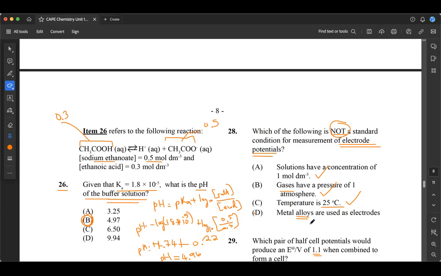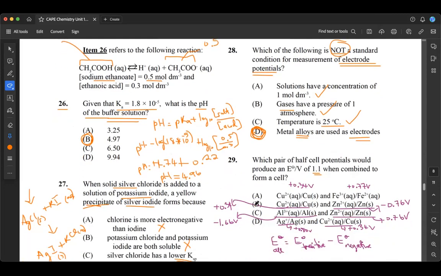If we're measuring it for a pure metal, then we would have a combination of metal ions, and we would be using just the metal itself. We wouldn't be using alloys. So this is not true. We're never going to be using metal alloys as our electrodes, okay? So this is not true, and so 28 is D.